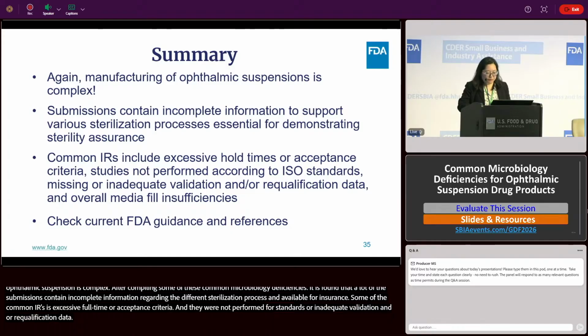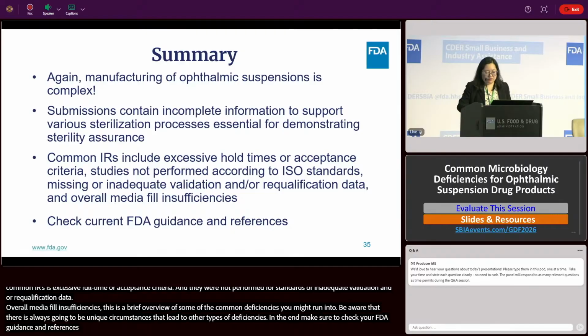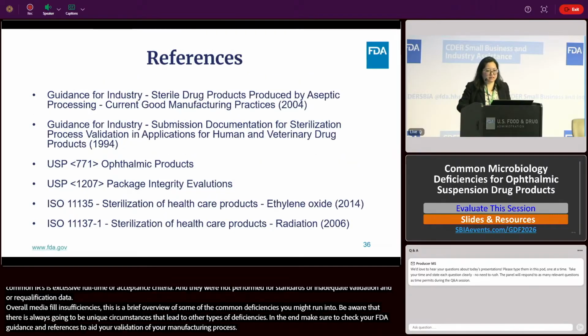This was just a brief overview of some of the common deficiencies you might run into, but be aware that there are always going to be unique circumstances that could lead to other types of deficiencies. In the end, make sure to check your FDA guidance and references to aid in your validation of your manufacturing process. These are just some of the references that should be addressed when thinking about your submission.